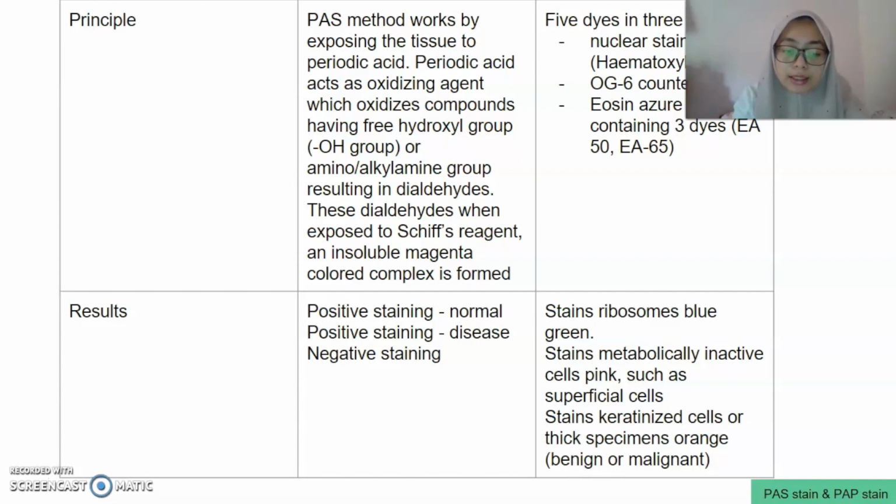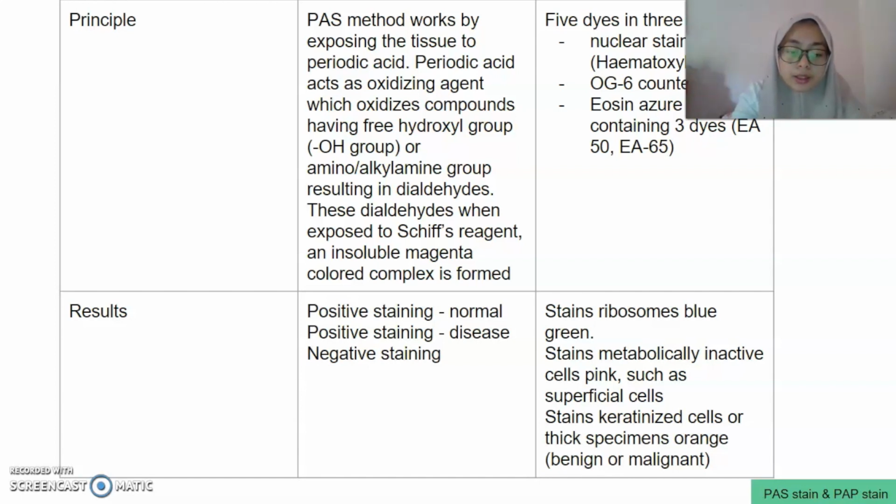And the third, eosin azure counterstain, consists of another 3 dyes, denoted by the proportion of the dyes such as EA50 and EA65. But it is called eosin Y as well as light green SF yellowish stain. Eosin Y stains the superficial epithelial squamous cells, nucleoli, cilia as well as red blood cells. And light green SF yellowish stain will stain the cytoplasm of all the other cells.